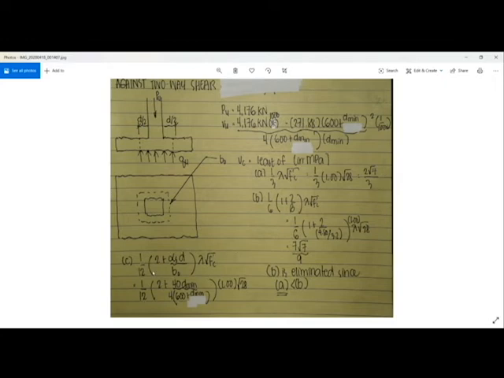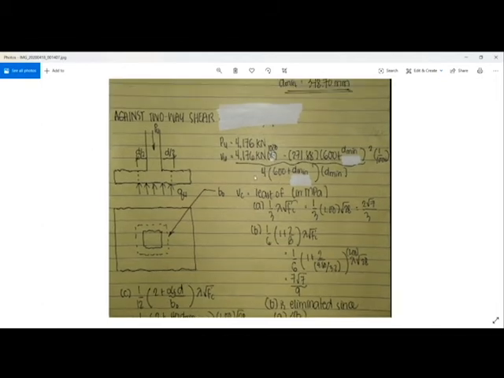If I use formula C, 1 over 12 multiplied by 2 plus alpha_s d over b_o, lambda square root of f'c. Our alpha_s is equal to 40 because it is an interior column. So 40 d minimum over 4 times (600 plus d minimum) times 1 times the square root of 28. So we either choose formula A or formula C as our Vc.